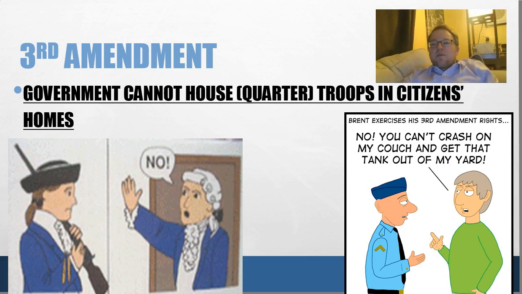The Third Amendment, all right, the government cannot house or quarter troops. This is something that's not going to really impact us today, but it goes back as a response to how we were treated by the British as colonists. Remember with the Quartering Act and the Intolerable Acts, the colonists were forced to house British troops in their homes. Proponents of this amendment wanted to make sure this would never happen again.